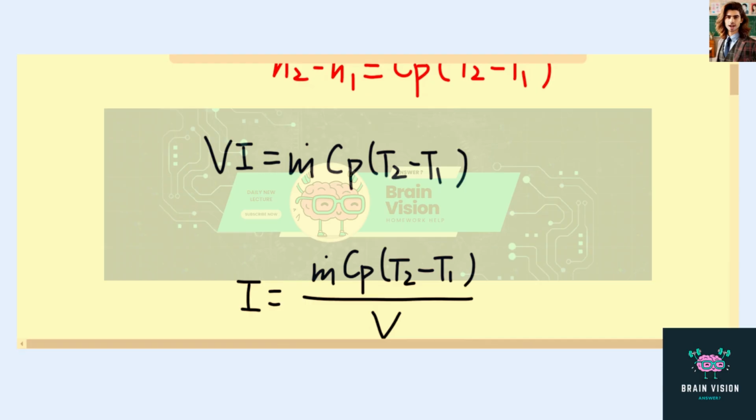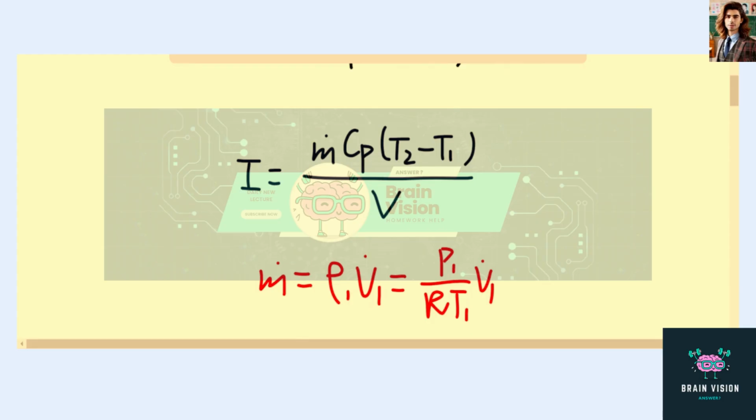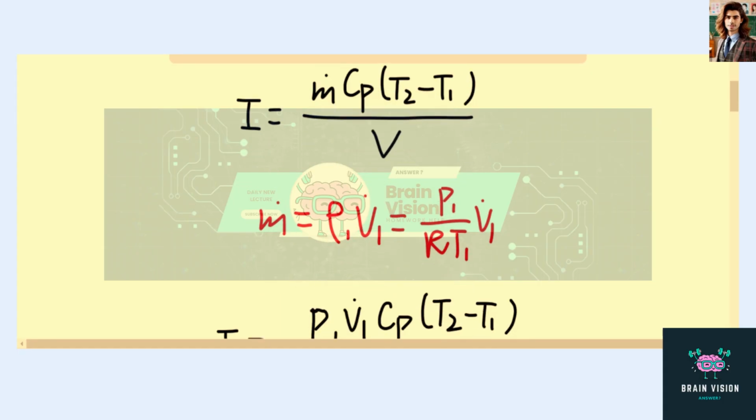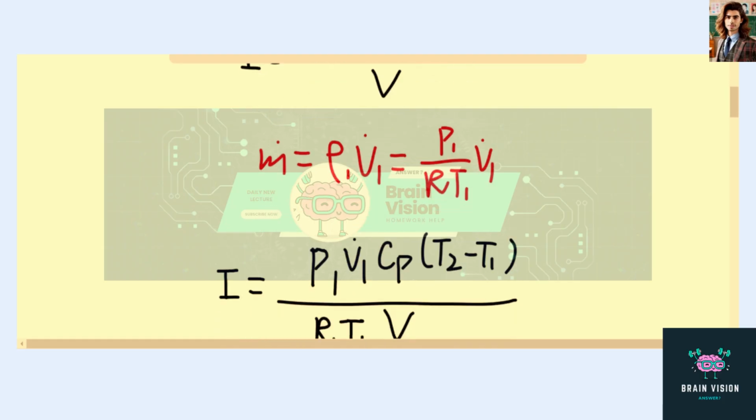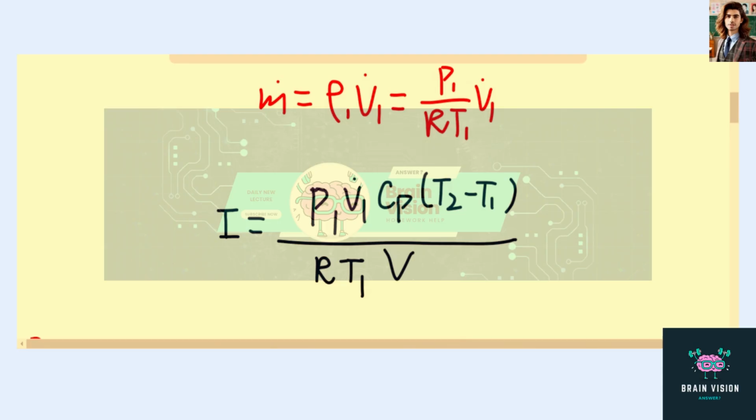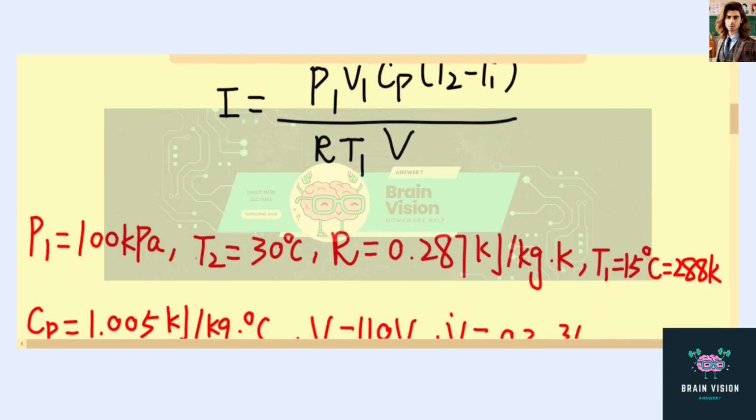And then we have I is equal to m dot times Cp times (T2 minus T1) over V. We know the mass flow rate can be equal to the initial density of air times the volume flow rate at the inlet, which can also be equal to P1 over RT1 times V1 dot. P1 here is the inlet pressure for the air, R is the gas constant for the air, and T1 is the initial temperature in Kelvin form, because the gas constant has units involving Kelvin. And V1 dot here is the volume flow rate. So eventually we have I is equal to P1 times V1 dot times Cp times (T2 minus T1) over RT1V.